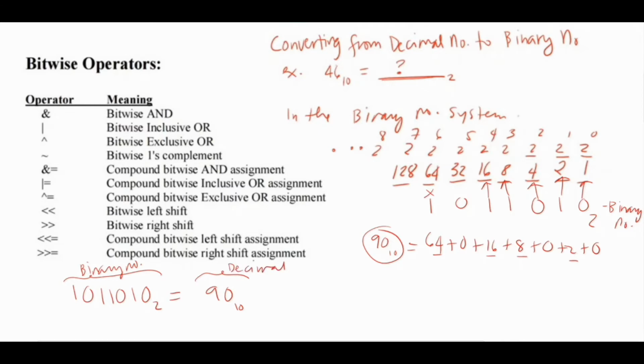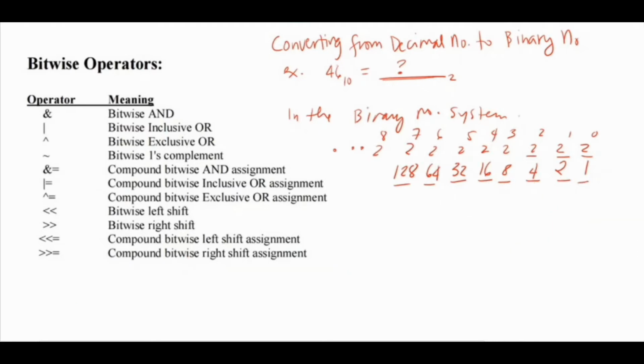Okay, so this is a decimal number. This is base 2, while this one is base 10. This time we're going to convert the given decimal number 46 base 10 to its equivalent base 2, or binary number. How are we going to do that? This is how you're going to convert from a decimal number to a binary number.